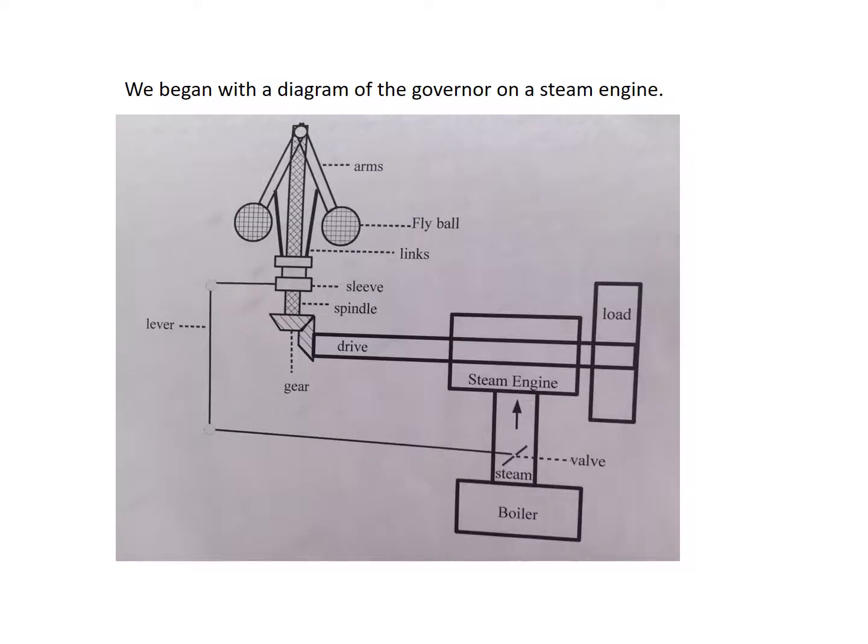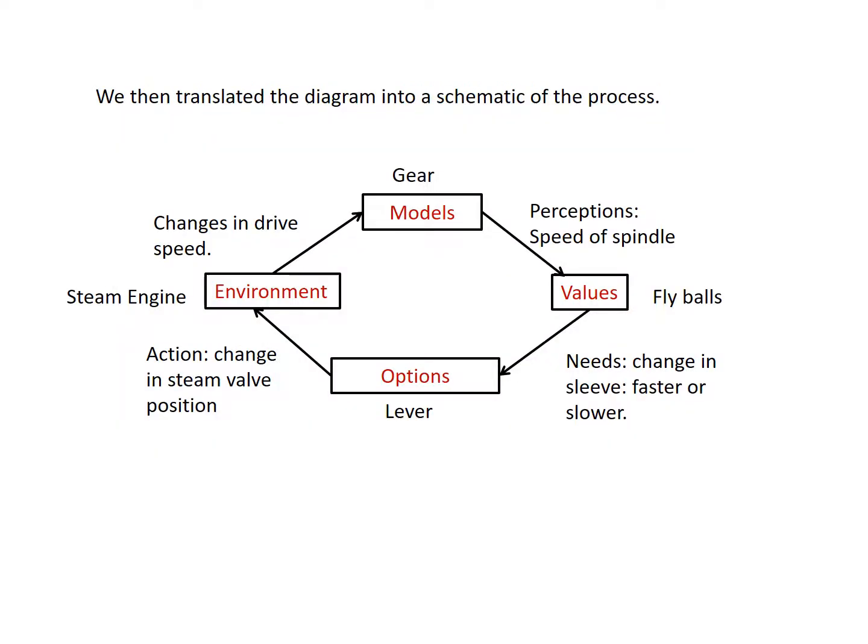We began with a diagram of the governor on a steam engine, with its boiler, its steam valve, its steam engine, its drive shaft, its gear, its spindle, its fly balls, its sleeve, and the lever that goes back to the valve, controlling the steam. We then translated the diagram into a schematic of the process.